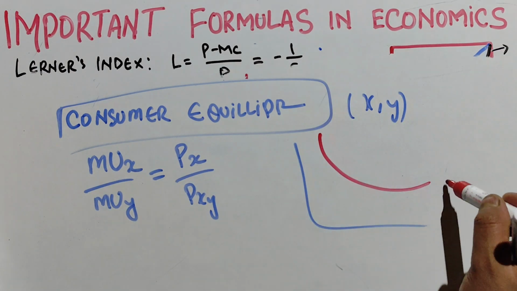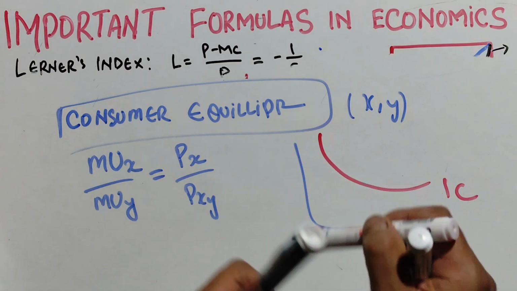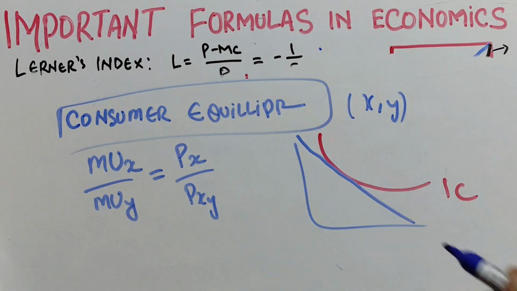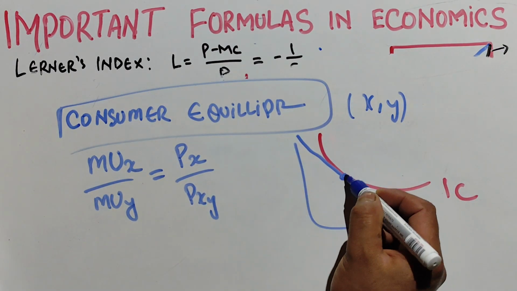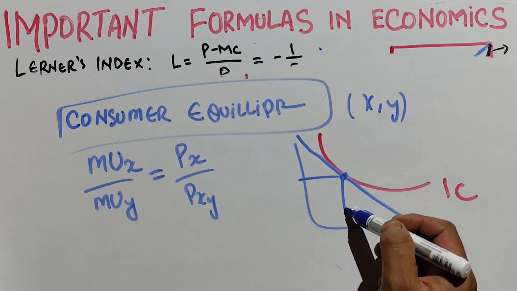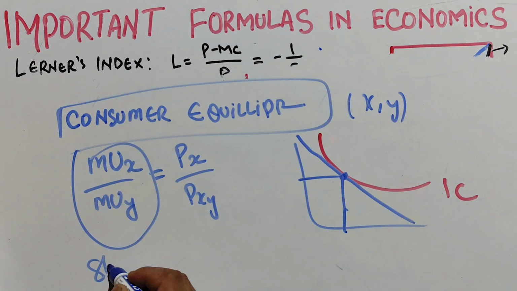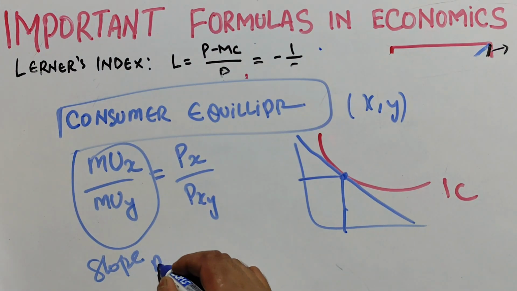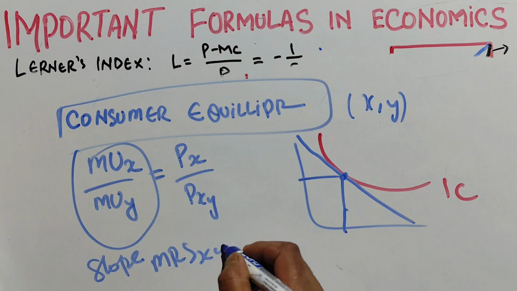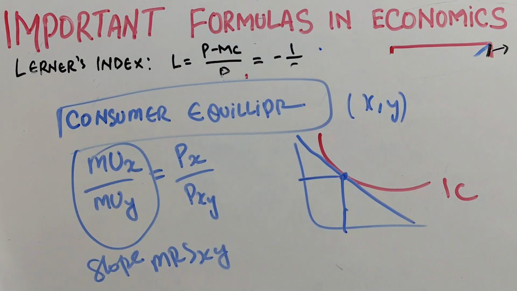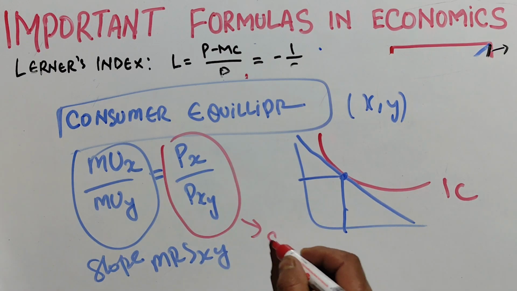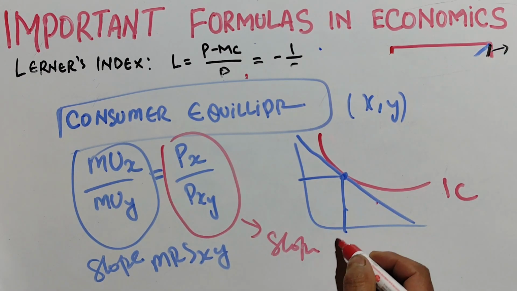If we have this indifference curve and we have a budget line, the point where the slope of the indifference curve, which is the marginal rate of substitution between good X and Y, is equal to the price ratio. This is the slope of the budget line. So this is consumer equilibrium.